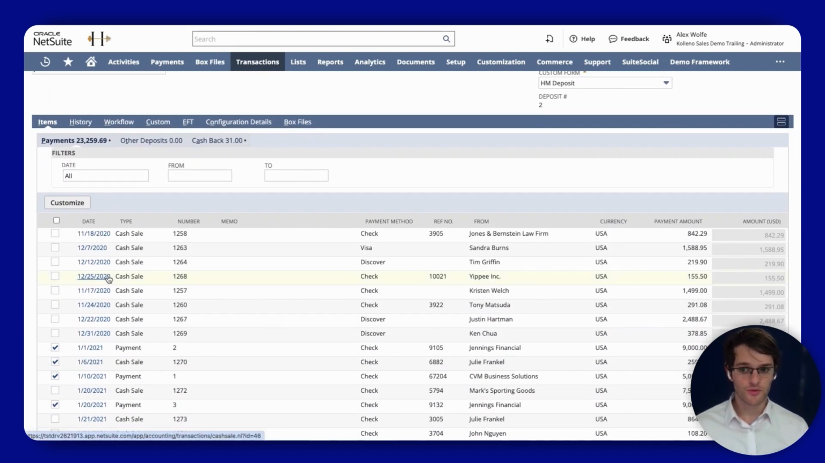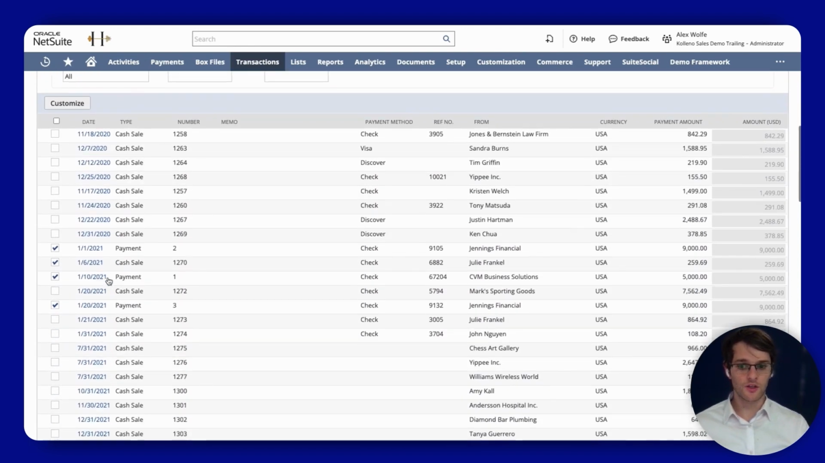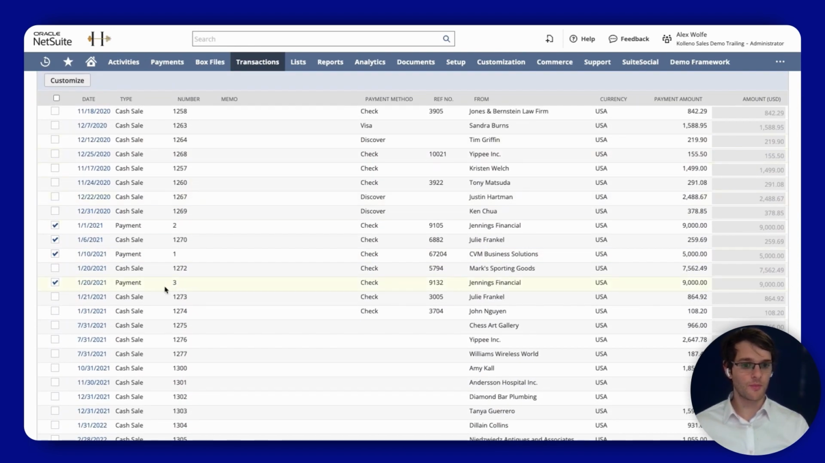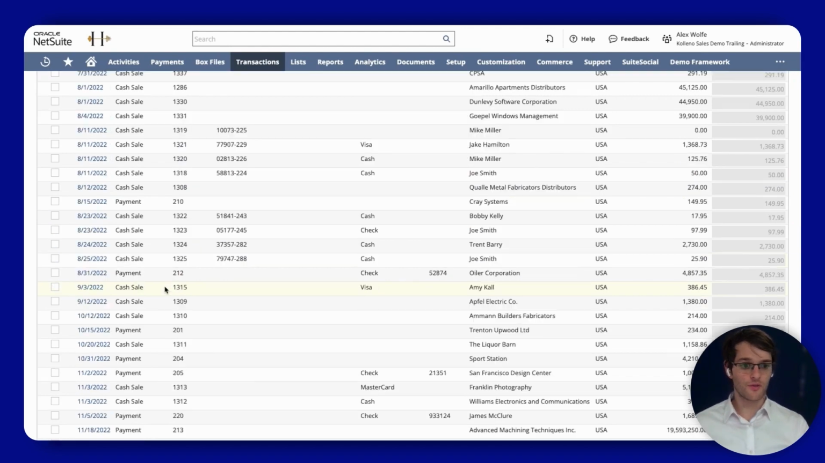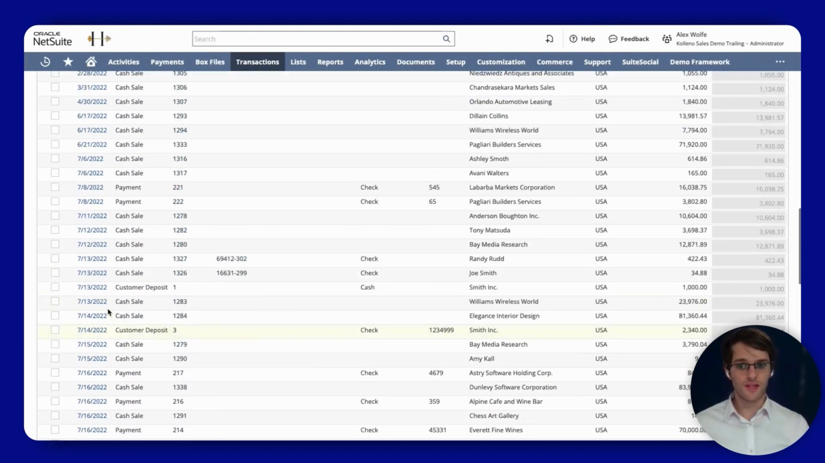So let's say you receive 10 payments of $100 through your payment provider. At the end of the week, your card payment provider sends the money to your bank account. Here, you would create a deposit of 1,000, 10 times 100, and you would select all the payments that were paid in this payout from your payment provider, and then you just save it here. So it's really that simple.